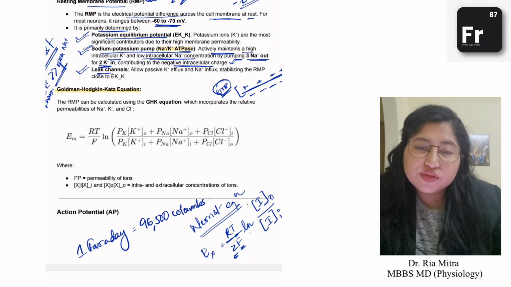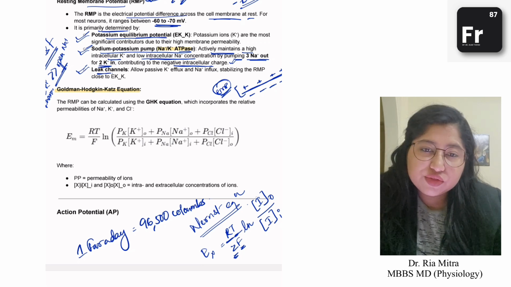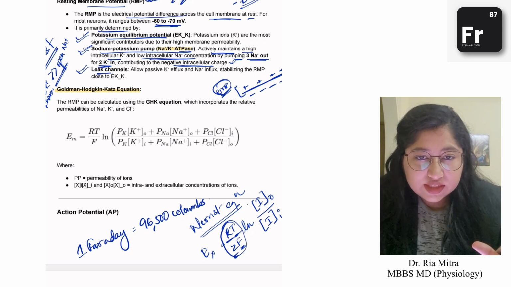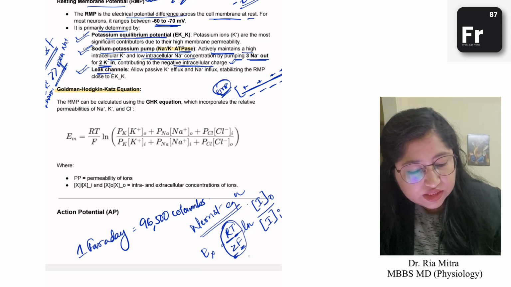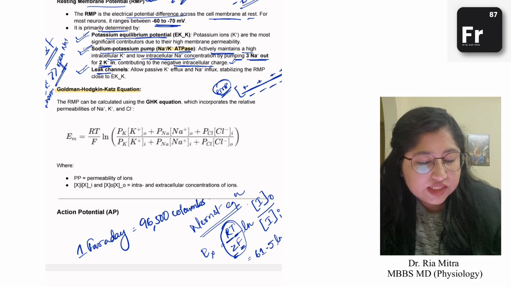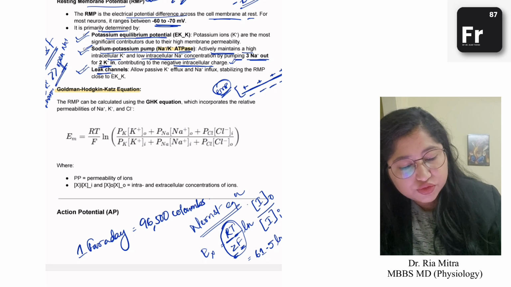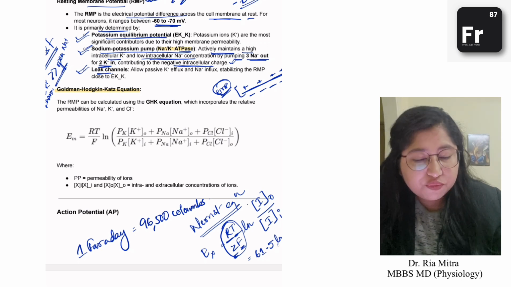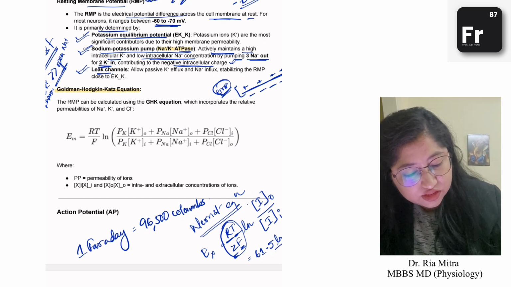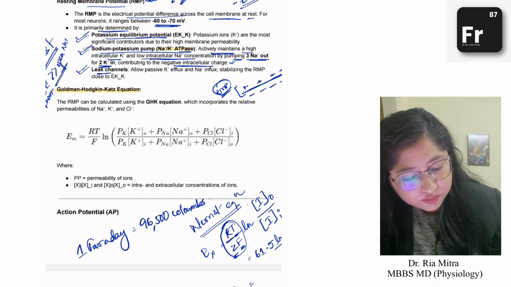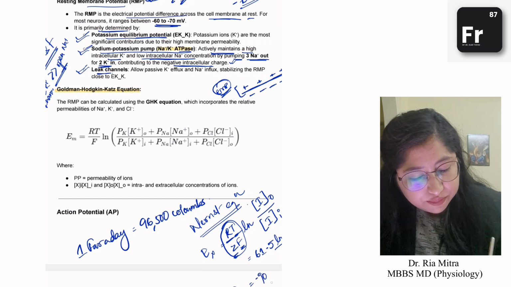Then the natural log of the concentration of the ion outside and the concentration of the ion inside. Now this RT upon ZF can be calculated as a constant value of approximately 61.5 with log. Supposing we take potassium as an example, we know that the concentration of potassium outside is less, supposing it is 4, and the concentration of potassium inside is higher. In this case, if it is considered to be 155, then you will get that the equilibrium potential for potassium is approximately minus 90 millivolt.